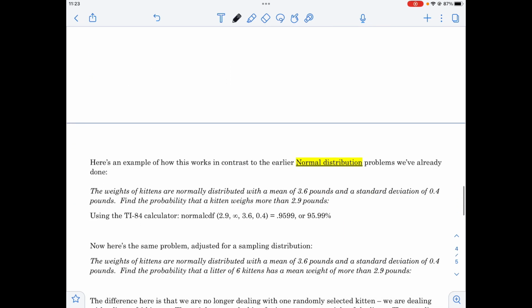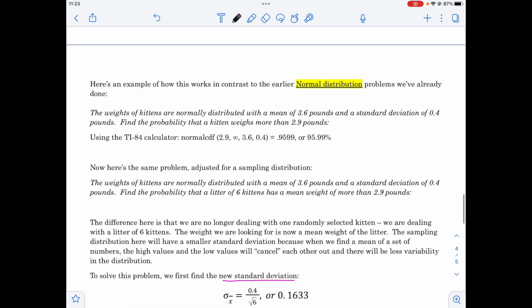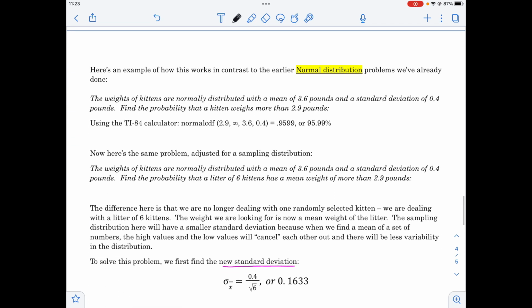Now, let's look at a little kitten and talk about how we use our calculator. So the weight of a kitten is normally distributed. That's important to know, so we can have any sample size that we want, and it has a mean of 3.6 and a standard deviation of 0.4. We're going to find the probability that a kitten weighs more than 2.9 pounds.